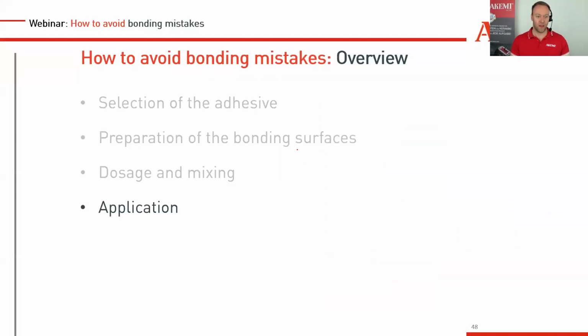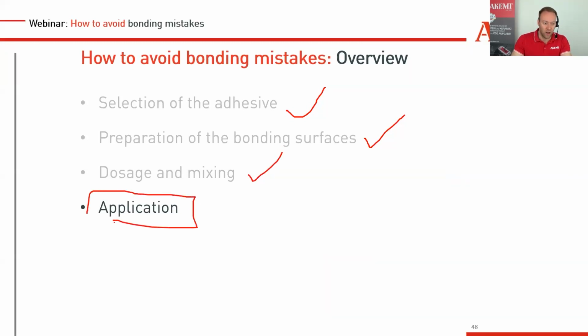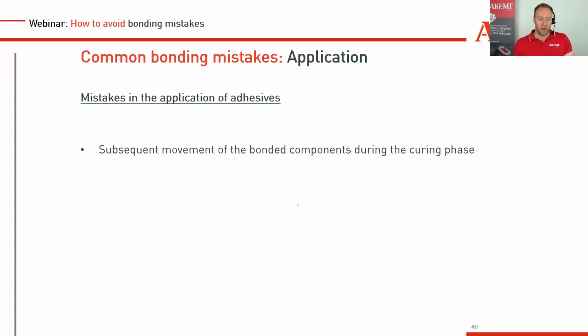Okay. Now, the right adhesive was chosen. We have cleaned the bonding surfaces. We have roughened the bonding surface. We have dosed and mixed our glue. Now it comes to the application. What can be done wrong here? Movement of the bonded components during the curing phase.